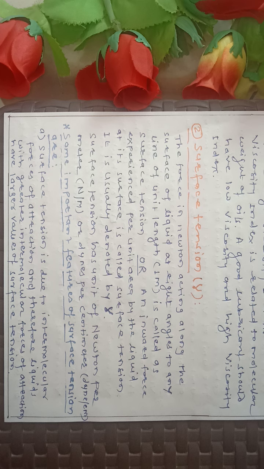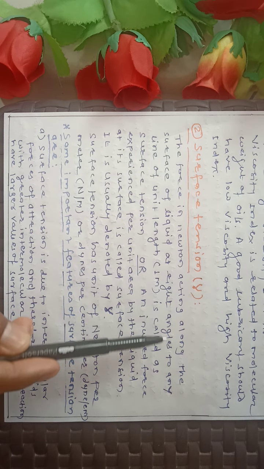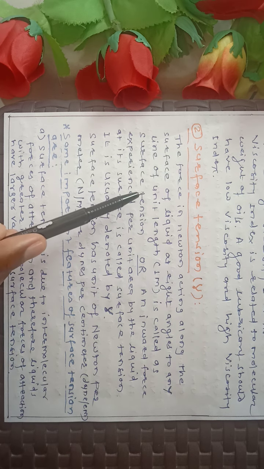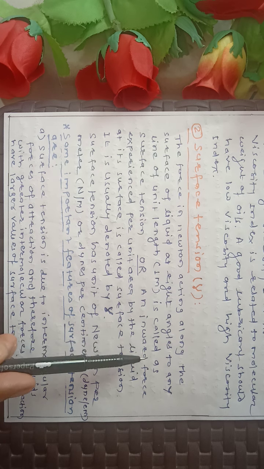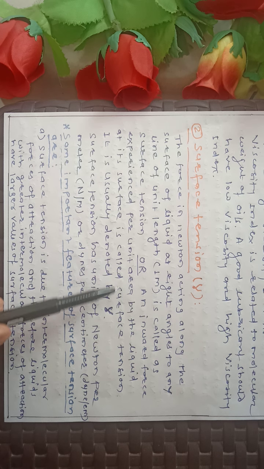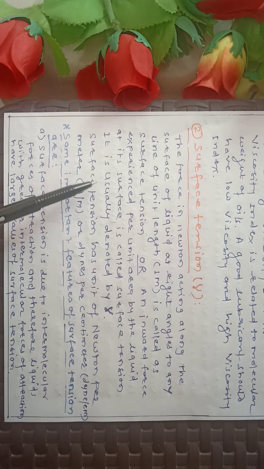Then the second important physical property of lubricating oil is surface tension. The definition of surface tension is: the force in Newton acting along the surface of the liquid at right angles to any line of unit length, that is 1 meter, is called surface tension, or an inward force experienced per unit area by the liquid at its surface is called surface tension. It is denoted by gamma. Surface tension has unit of Newton per meter or dynes per centimeter.